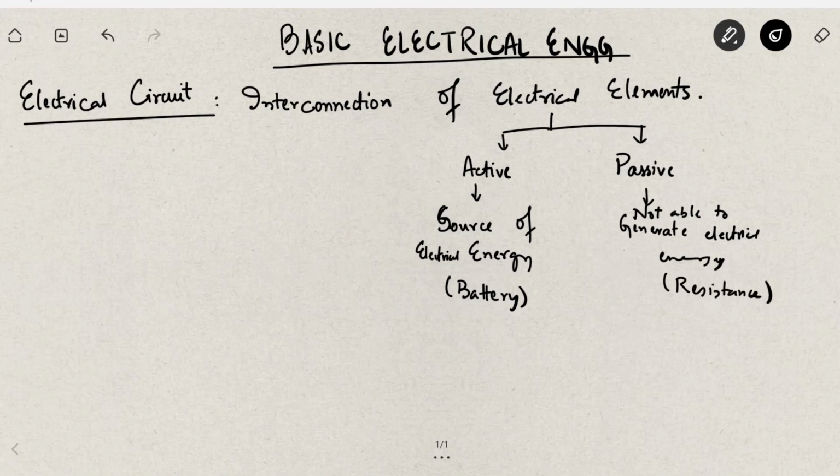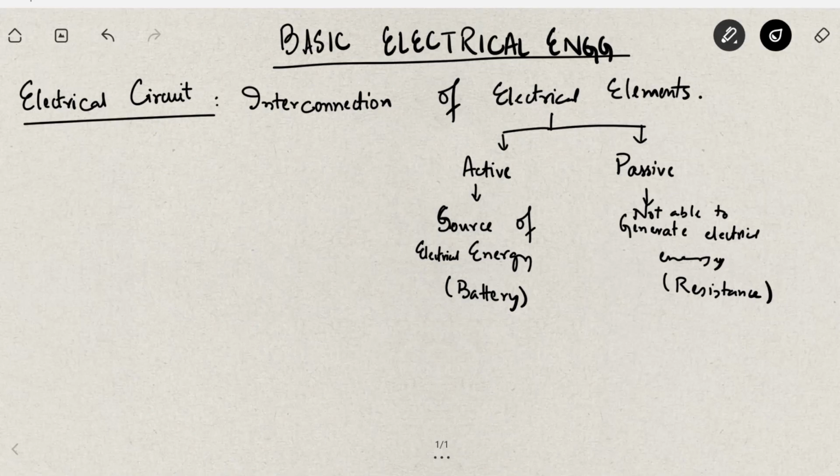passive element. Apart from a battery, there will be a number of more active elements that you will encounter throughout your course, as well as passive elements. You have resistance, inductance, capacitance, etc. So again, you will be encountering a number of passive elements, and you'll be learning more and more about these things as you move on. So an interconnection between these elements makes up an electrical circuit. Most likely an electrical circuit will have at least one active source, and it will have at least one passive element.